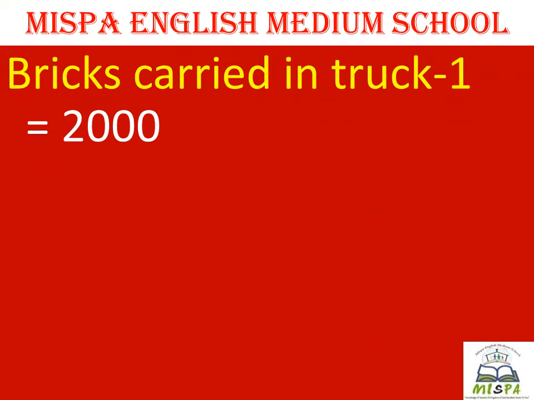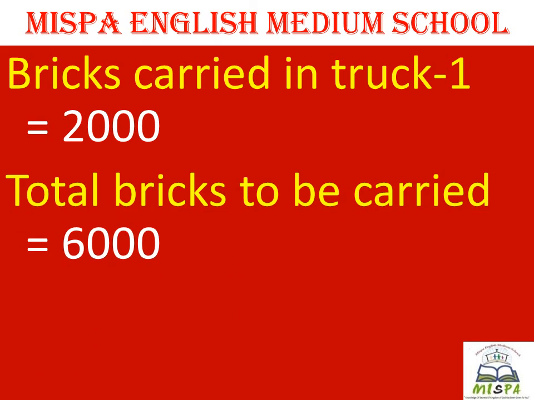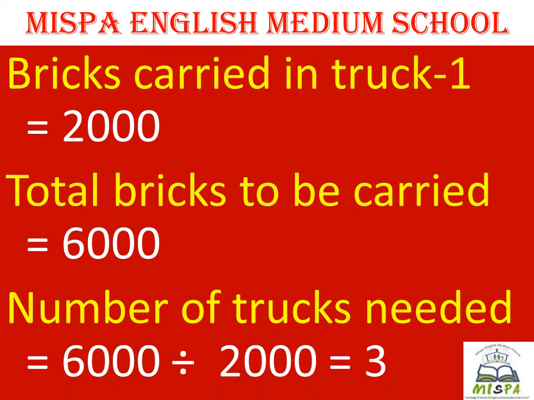Bricks carried in truck 1 is equal to 2000. Total bricks to be carried is equal to 6000. Number of trucks needed is equal to 6000 divided by 2000, that is equal to 3.